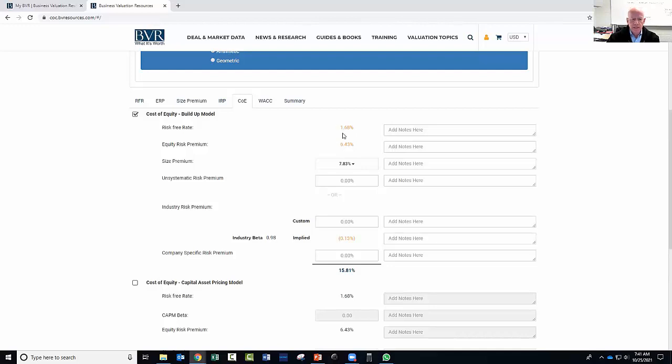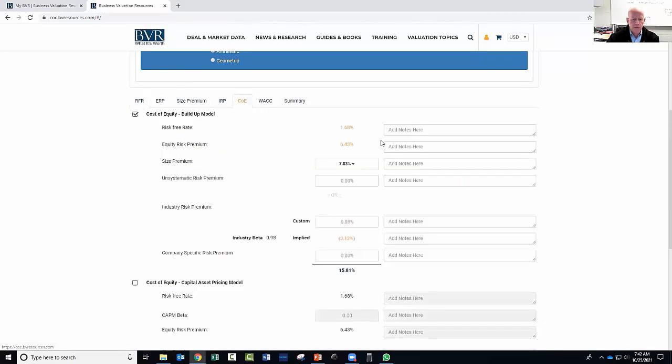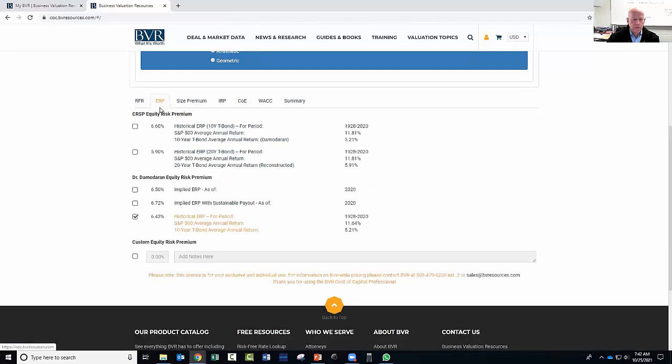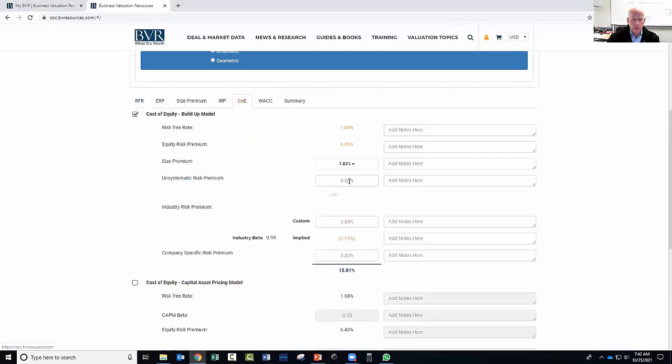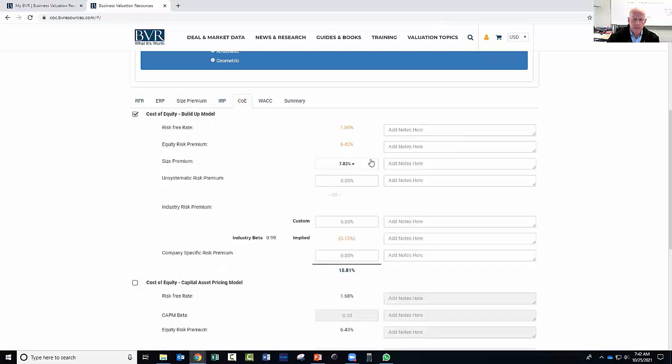We selected in our initial screen, this RFR screen, this 1.68, and we see it reflected for us right here. In the ERP screen, we selected the 6.43%, and it's showing it to us right here. In the size premium, we selected 7.83% based upon the size of the company, and it's showing it to us right here.